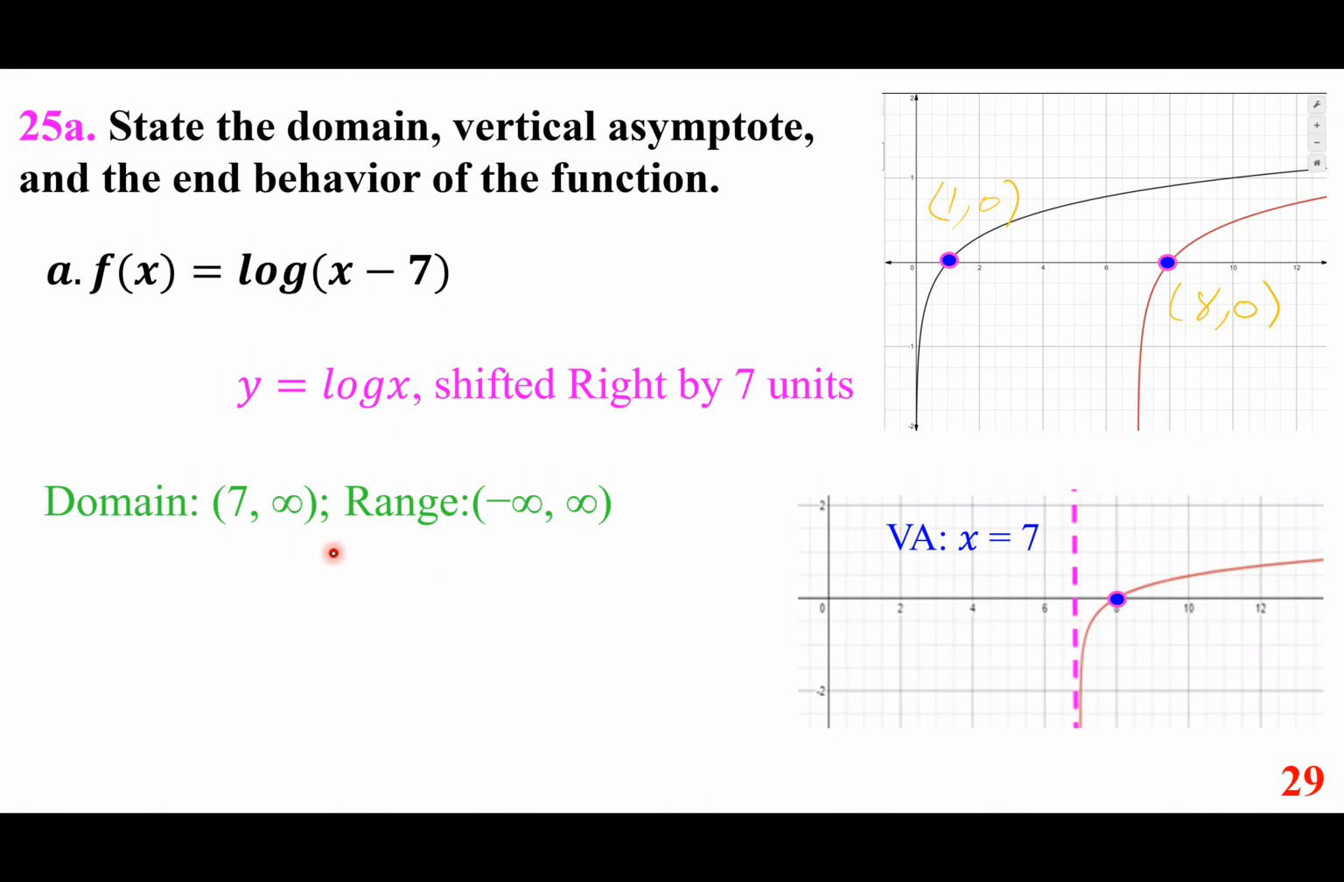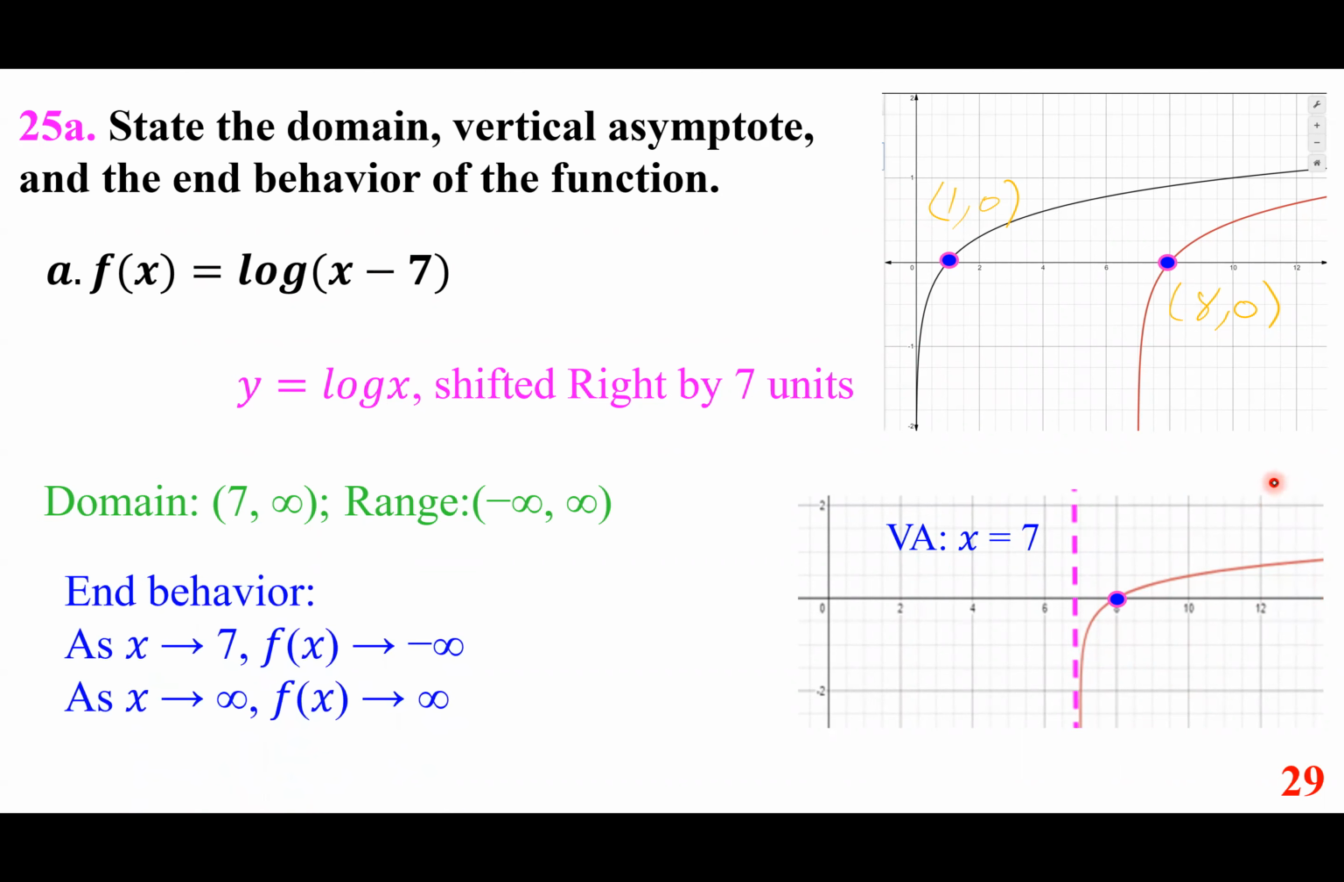So what is the end behavior? What happens as far as the end behavior is concerned? When x goes to 7, and by that we really should say 7 from the right, this goes down to negative infinity, and when x goes to infinity, f of x goes to infinity. I hope you can see that. So when we get closer and closer to 7 from the right side, it goes to negative infinity. On the right side, this keeps on going, okay, forever.